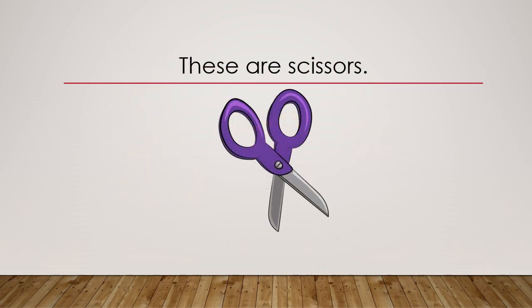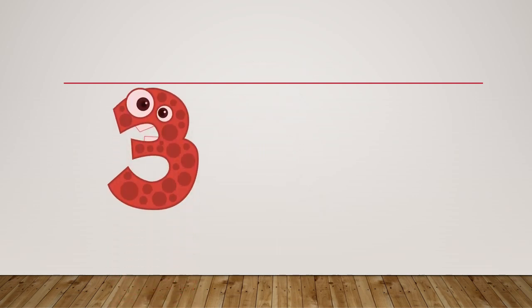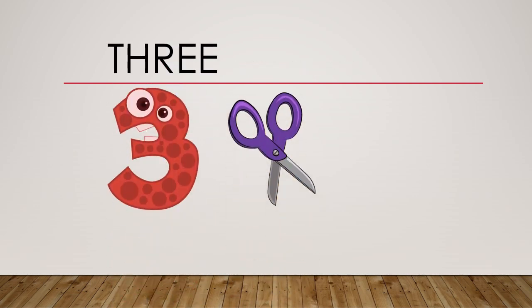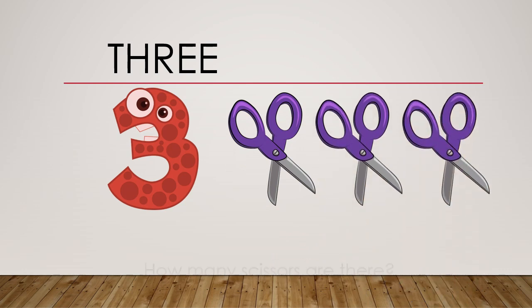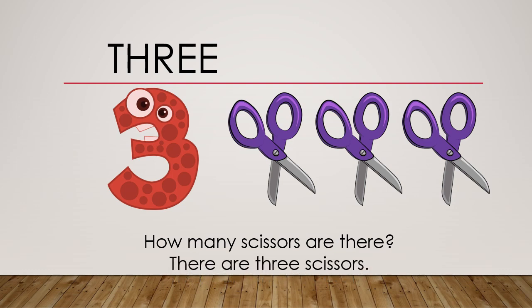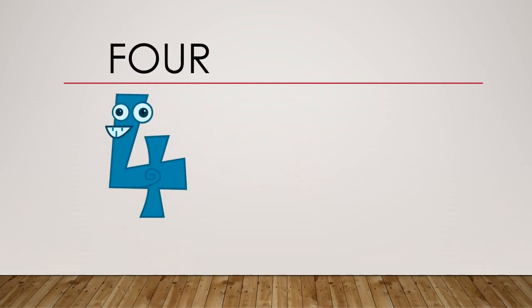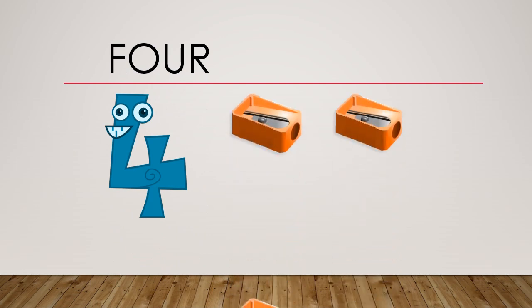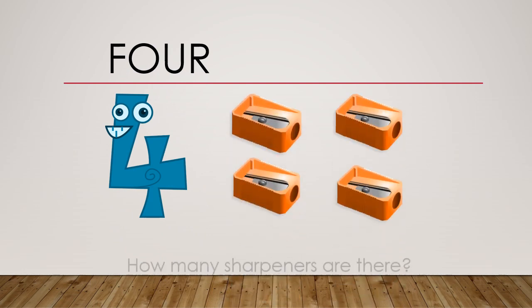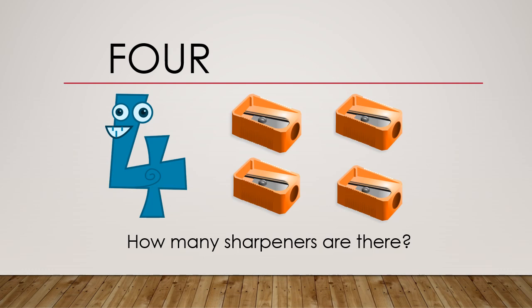These are scissors. 3. 1, 2, 3. How many scissors are there? There are 3 scissors. This is a sharpener. 4. 1, 2, 3, 4. How many sharpeners are there? There are 4 sharpeners.